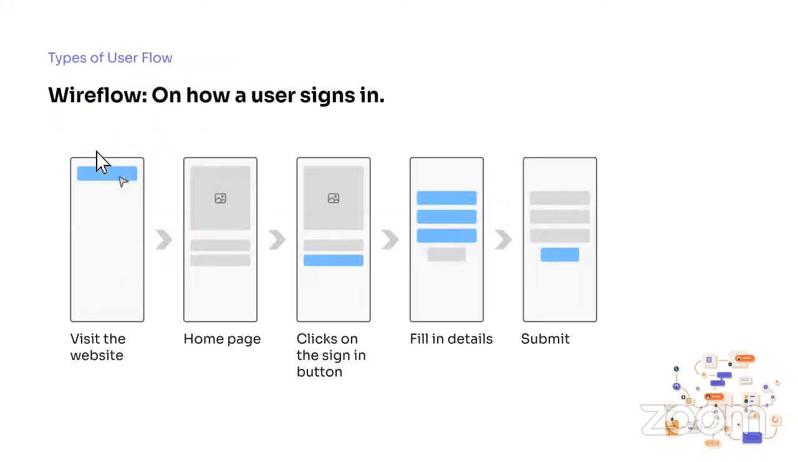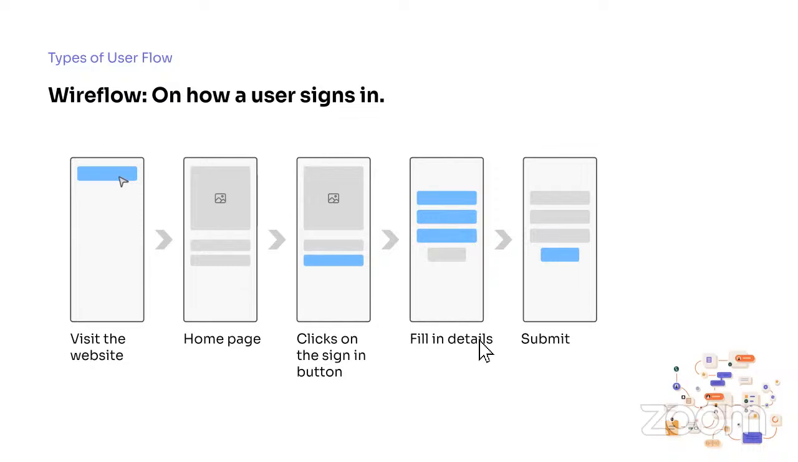Then this is an example of wire flow. So you visit websites, you visit the home page, click on the site, click on the sign in button, which is this one that is now blue. So you visit the website, you click on the link, which this represents. Home page is a home page. Then this is a sign in button you have to click on.